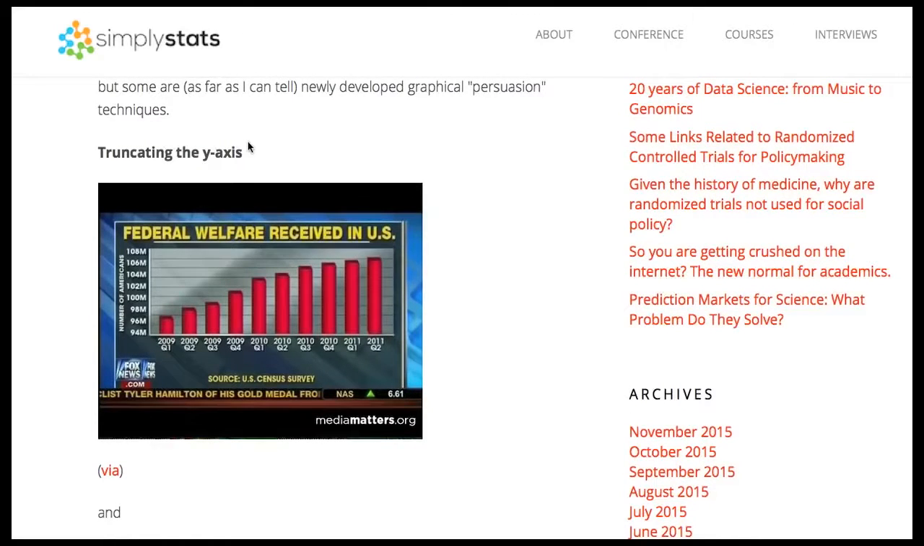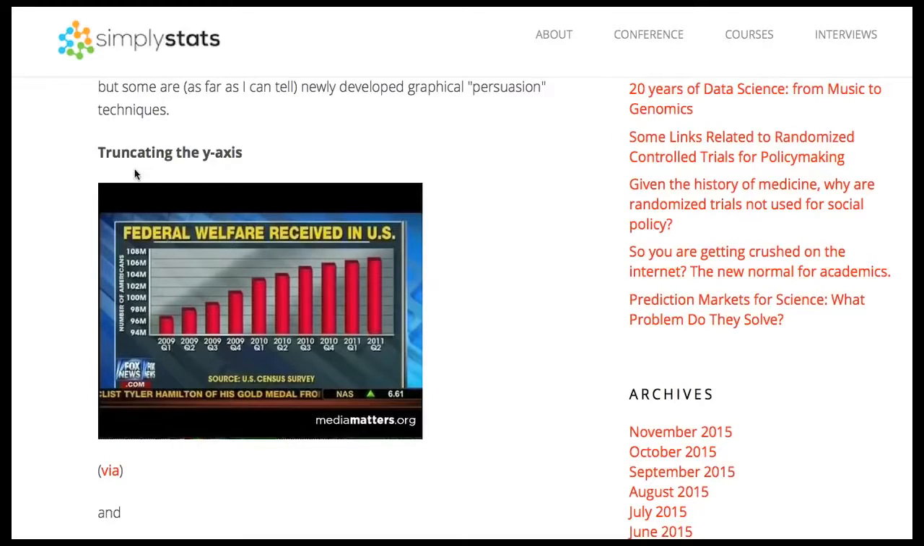For example, truncating the y-axis. Here's a bar graph, and bar graphs are, in a nutshell, meant to show the value of a number in terms of a length, i.e. the length of a bar. And so here we have the x-axis, 2009, quarter 1, quarter 2, quarter 3. So this is time. And then you have the y-axis, which is going to be, in this case, the number of Americans on federal welfare, 94 million, 96 million, 98 million.